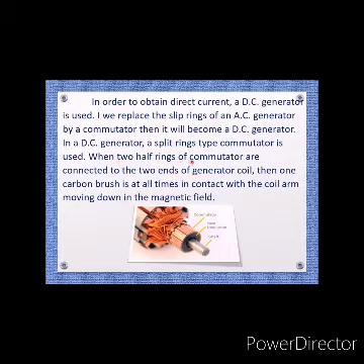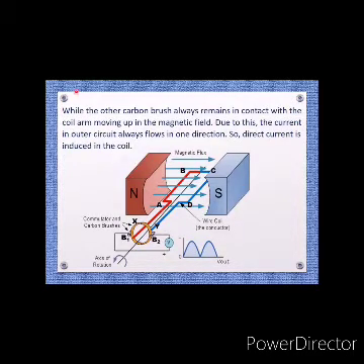When two half rings of a commutator are connected to the two ends of a generator coil, then one of the carbon brushes is at all times in contact with the coil arm moving down in the magnetic field, while the other carbon brush always remains in contact with the coil arm moving up in the magnetic field. Due to this, the current in the outer circuit always flows in one direction. So direct current is induced in the coil.